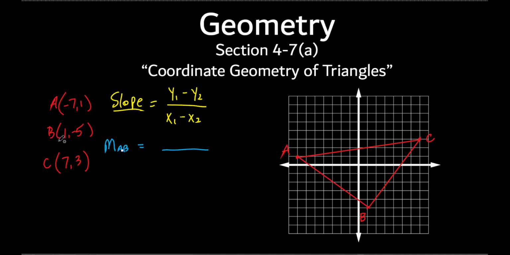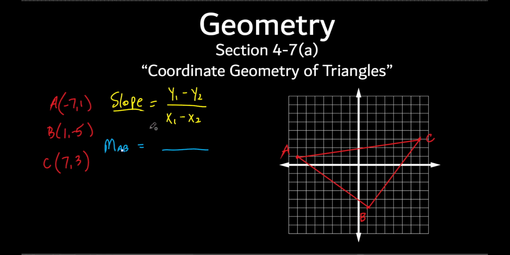So here's A, here's B. Let's do our formula. What do I put on top? The y's. Okay, so I subtract the y's. It doesn't matter what order I subtract them, but I have to subtract them in the same order. So if I go 1 minus negative 5, I have to do what with the x's? Negative 7 minus 1. Everybody see that?